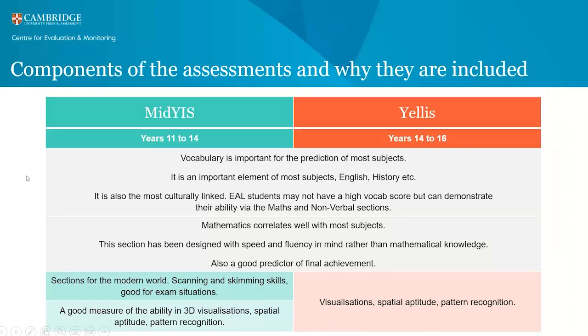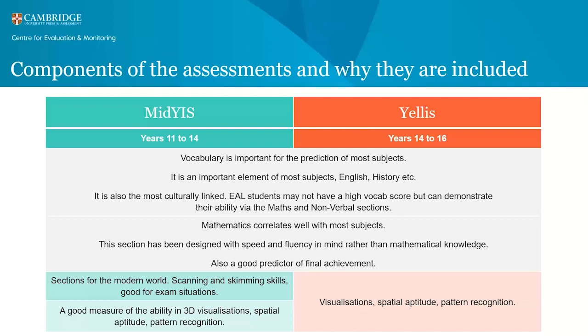So mid-year is for students in years 7, 8 and 9. Sorry, this is where I kind of fell over myself with my wording before. So for students who are aged 11 to 14 in years 7, 8 and 9, they would complete the mid-year baseline assessment. And for students who are aged 14 to 16 years, so in years 10 and 11, they would complete the YELLIS assessment.